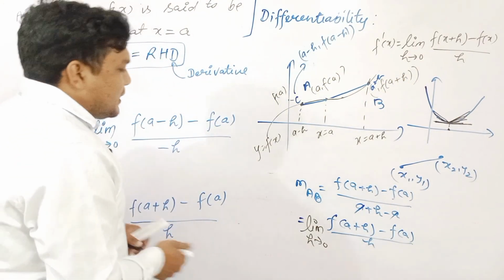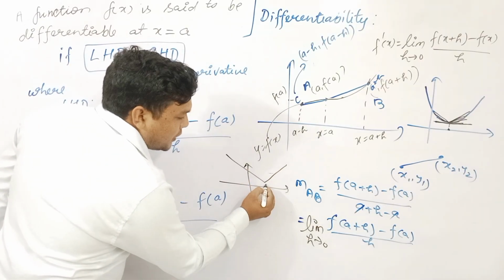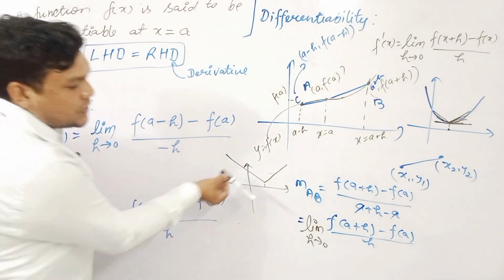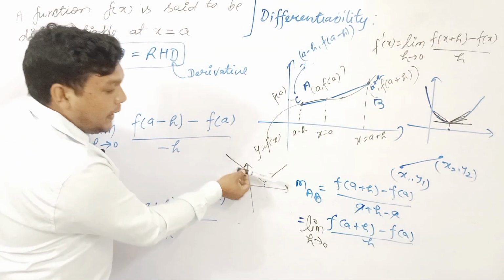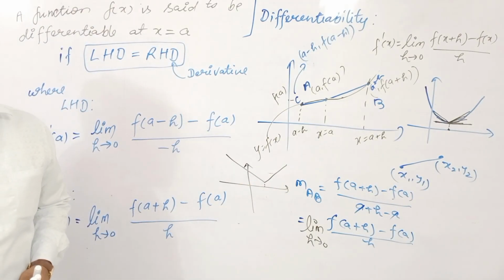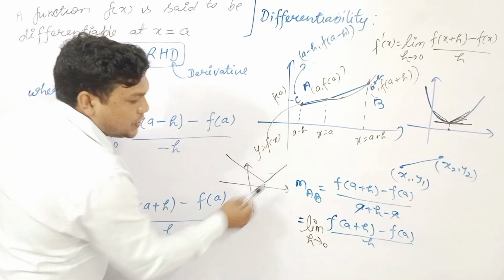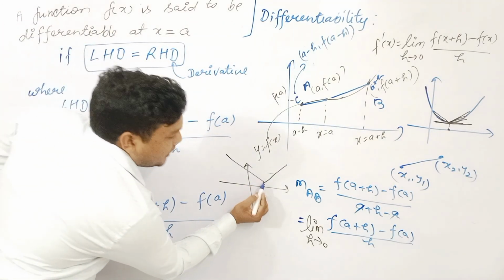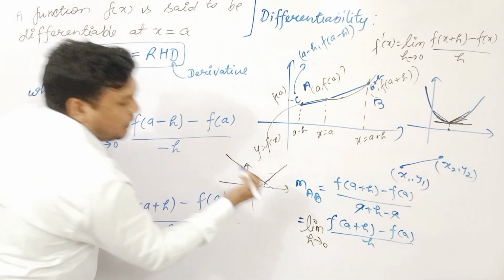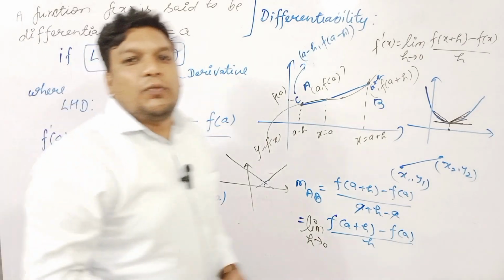Now we take another example. Suppose we have this function, and we want to calculate differentiability at this point. What will the left hand derivative be? Some slope will be this, and the right hand derivative slope will be this. Are they equal? They can't be equal. This is the left hand derivative, this is the right hand derivative, and they are not equal. So the function is not differentiable.